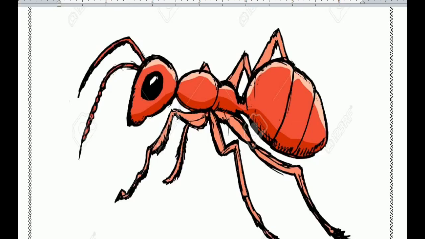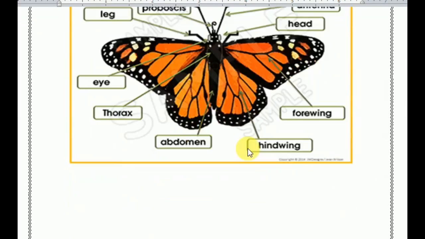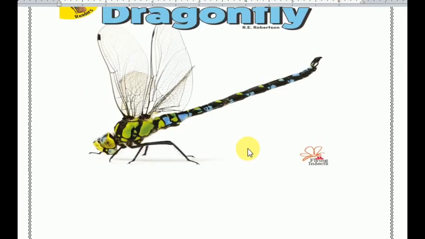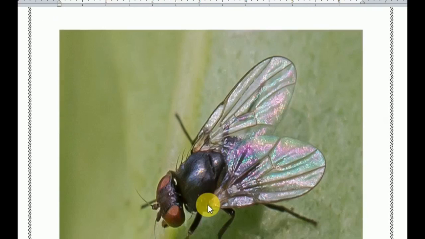We have head, eyes, like that. These insects also have head, eyes, legs, everything. Okay. You already learned in grade 2 that insects have 6 legs, is it not? What are the names of these insects? This one is ant, butterfly, and this is dragonfly, and this is housefly.